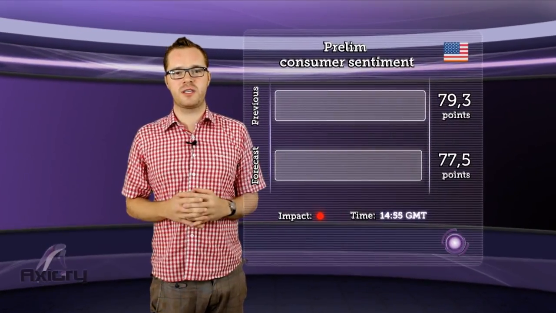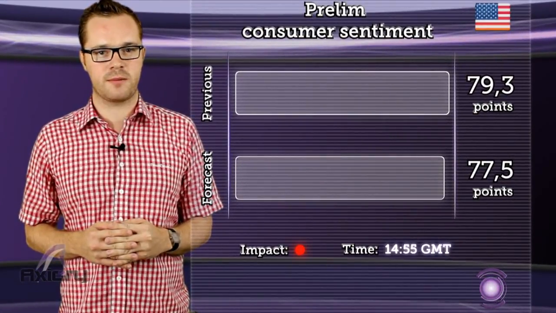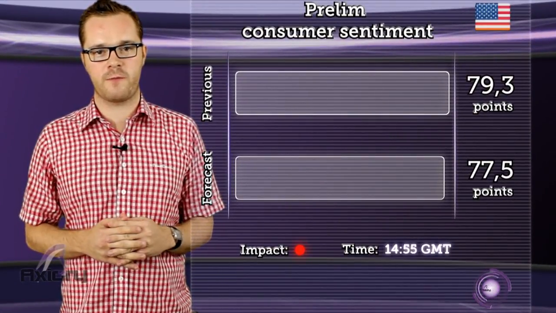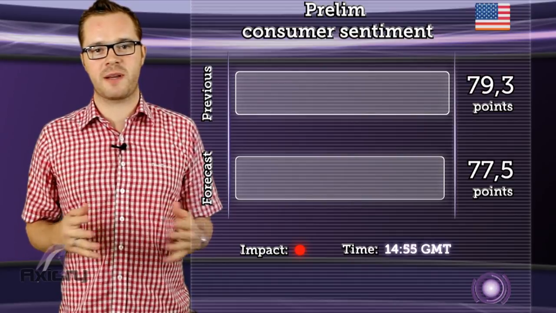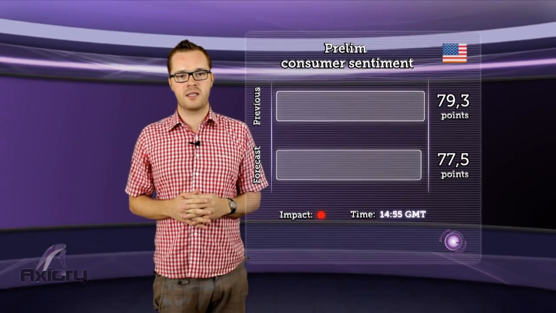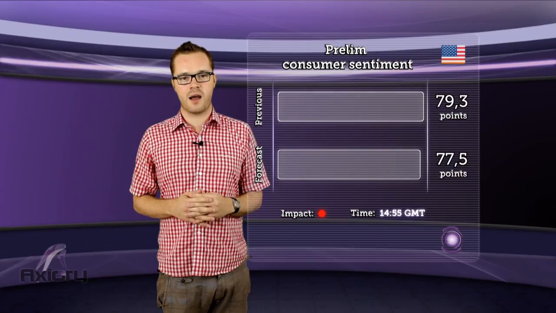Our last news today will concern the US Prelim consumer sentiment, which will be published at 2:55 PM GMT. Analysts are expecting decline from 79.3 to 77.5 points and a high impact on the dollar.